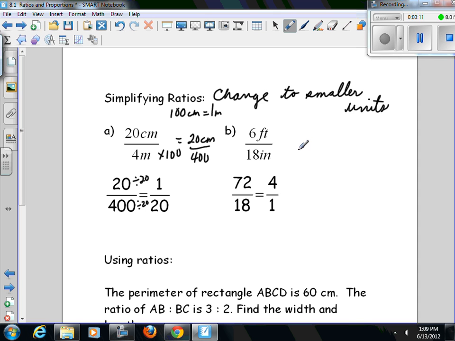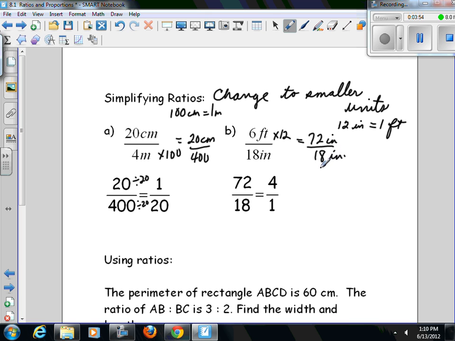Now this next one, if we want to simplify the ratio 6 feet to 18 inches, we need to have all the units the same, change it to the smaller units. And so basically what we want to know is how many inches are there in a foot? Because the smaller units are inches, so we want to change feet to inches. Well, there's 12 inches in 1 foot. So we're going to multiply the 6 by 12. And we get 72 inches over 18 inches.